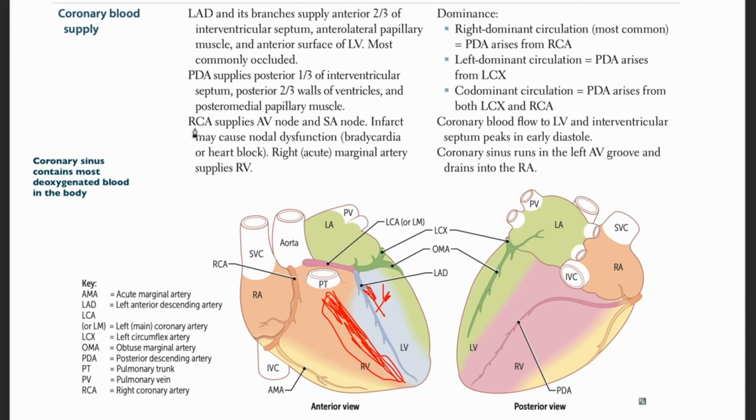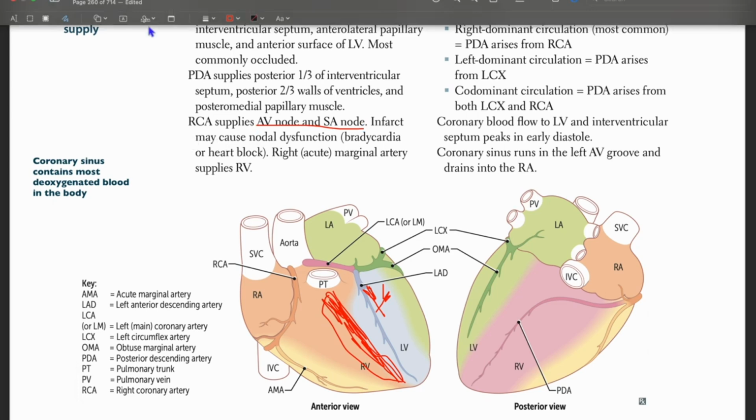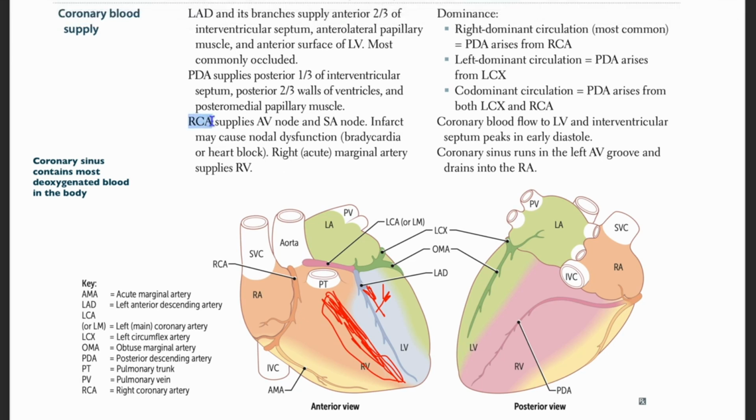Yeah, right. So like that. Right coronary artery supplies the AV node and SA node. That's important. Okay. Infarct may cause nodal dysfunction. So if there is a thrombus in there or an infarct or something around this area, that will cause decrease in supply to AV and SA node, and that will cause nodal dysfunction. So then if that happens, you get bradycardia or heart block, right?